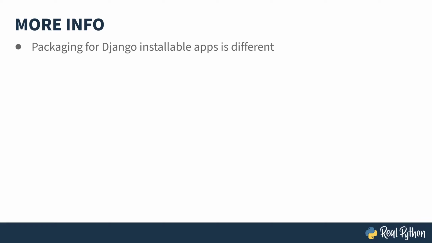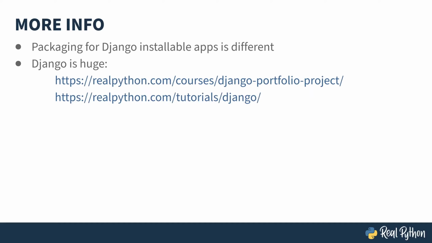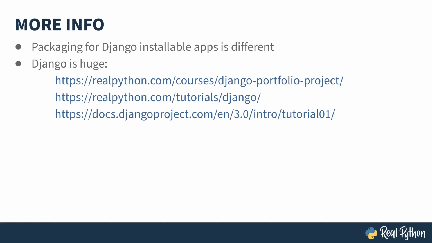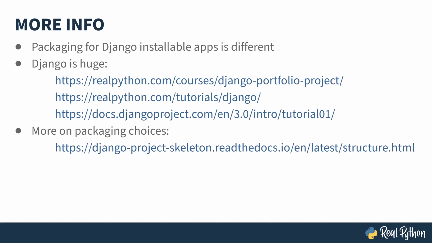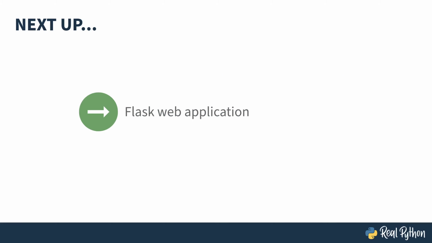One last thing to note is the structure of a Django project is different than a packageable Django app. If you're doing Django apps, you have to do something a little differently, and that's beyond the scope of this particular lesson. Django itself is a big application framework. There's lots of content out there, and Real Python's got some good tutorials if you want to dig into Django. Of course, you can also go off to the Django project docs themselves. You can also see more information on packaging choices with Django at Django Project Skeleton. And this particular Stack Overflow question talks about best practices. So that was Django. As a nice comparison, next up is Flask.